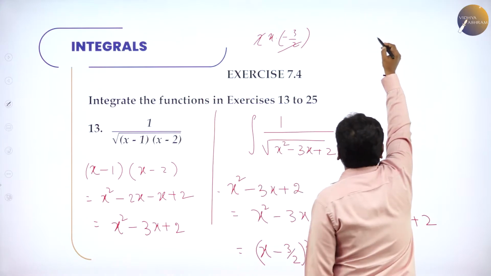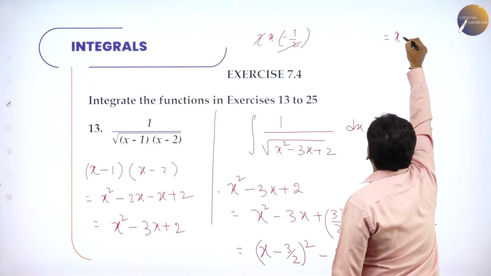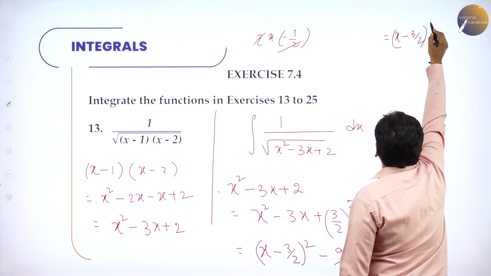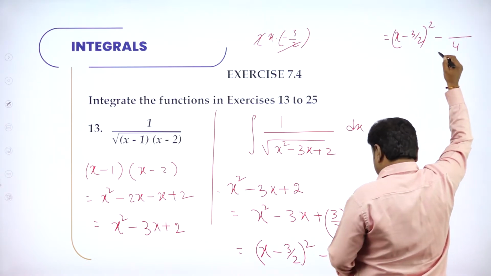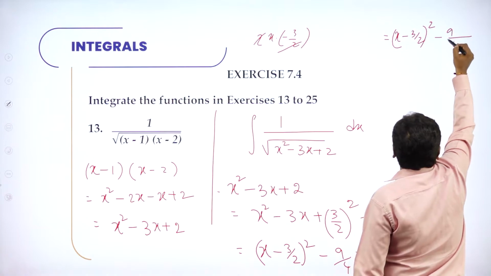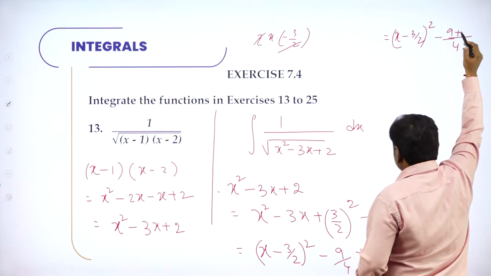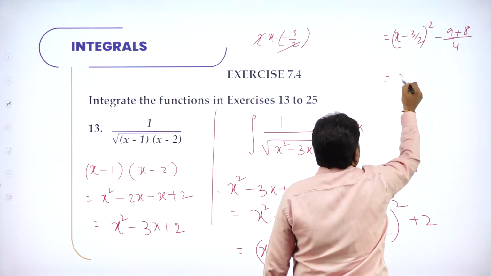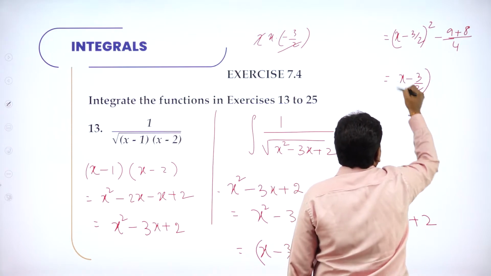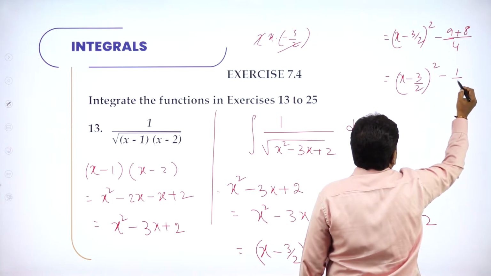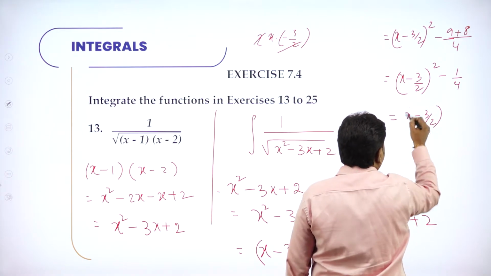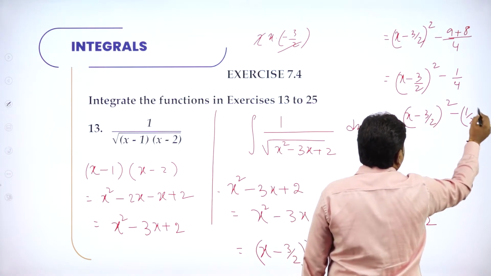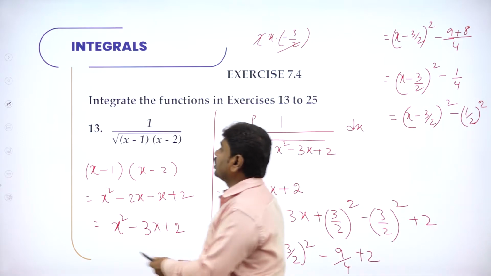Further simplification gives you x minus 3 by 2 the whole square, and LCM for these two is 4, minus 9 plus 8. I can write it as x minus 3 by 2 the whole square minus 1 by 4, or I can write it as x minus 3 by 2 the whole square minus 1 by 2 the whole square. So now the given problem you can convert.